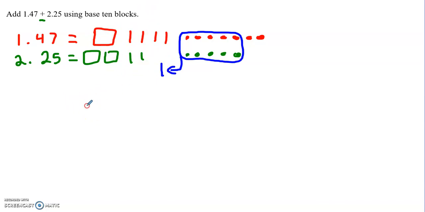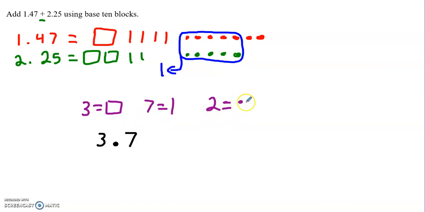So now I can say, all right, I have 3 flats. I have 1, 2, 3, 4, 5, 6, 7 longs. And then I only have these 2 singles, because remember, I moved 10 of the singles and made that to be 1 long. So now that I have that, well, 3 flats equals 3 whole numbers. Then I have to put my decimal. 7 longs means I have 7 tenths. And 2 singles, so that means I have 2 hundredths.